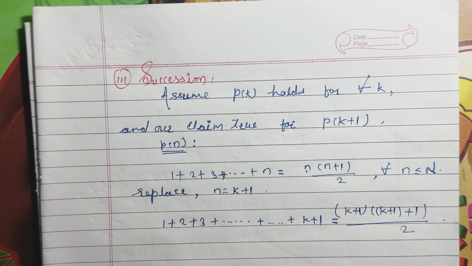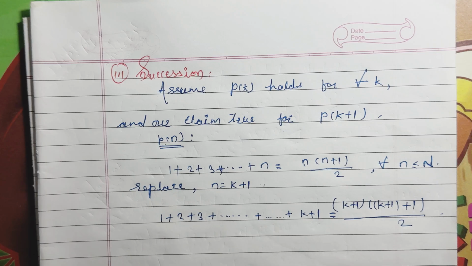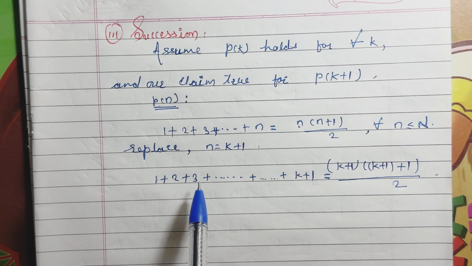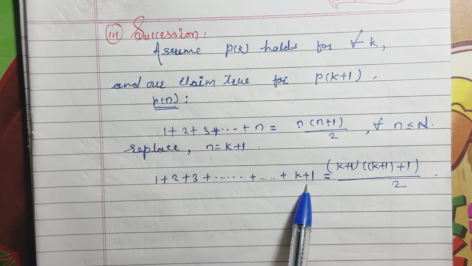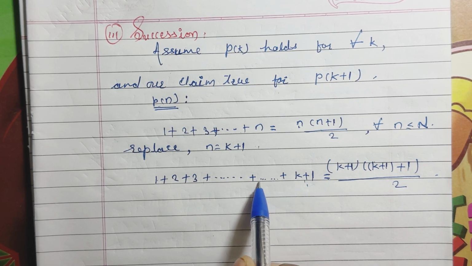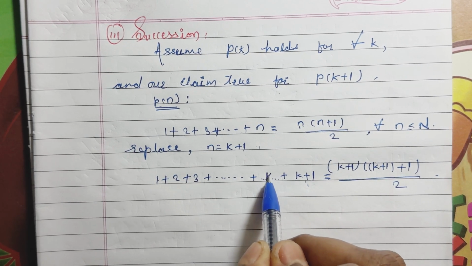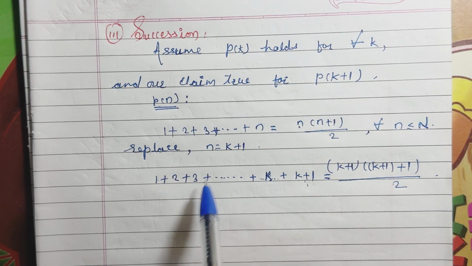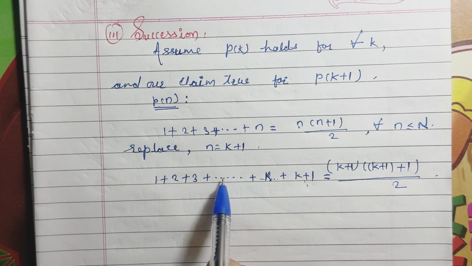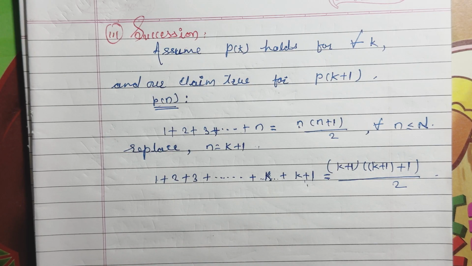Here you can observe, guys, our statement starts from 1 plus 2 plus 3 plus up to k plus 1. But what is the step before k plus 1? Whenever you remove 1 from k plus 1, you get k, again k minus 1, k minus 2, k minus 3, up to 1, you will land here. This is our required statement.